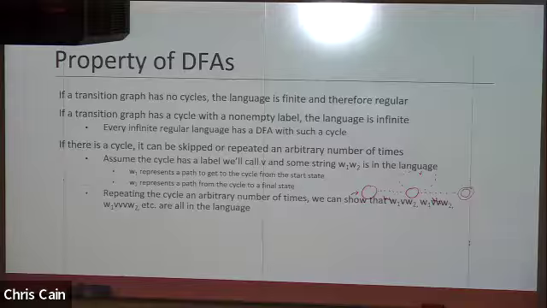So yeah, you can repeat the cycle an arbitrary number of times to show that we know that W1W2 is in the language, W1VW2. You can put an arbitrary number of V's in the middle of W1 and W2 and pump this string, and every one of those pumped strings must be in the language as long as W1W2 is in the language.